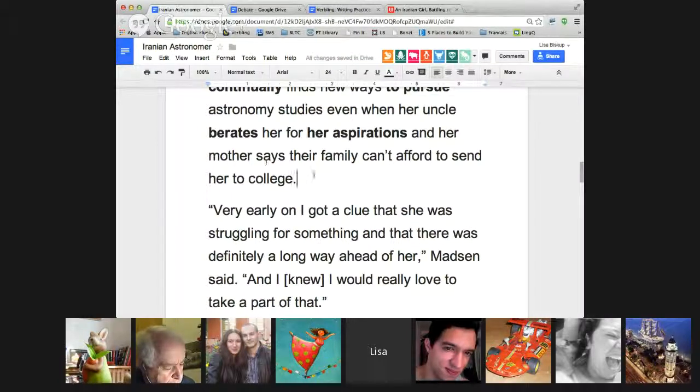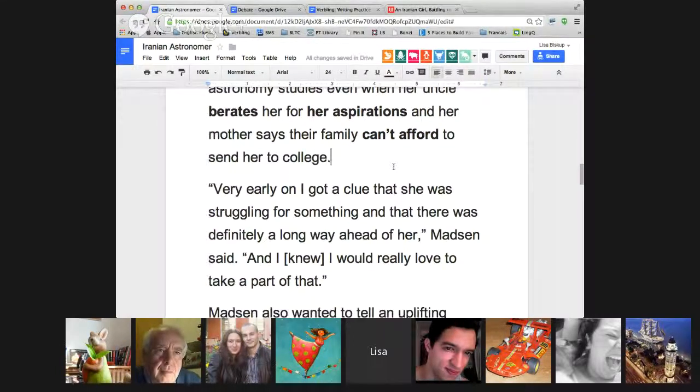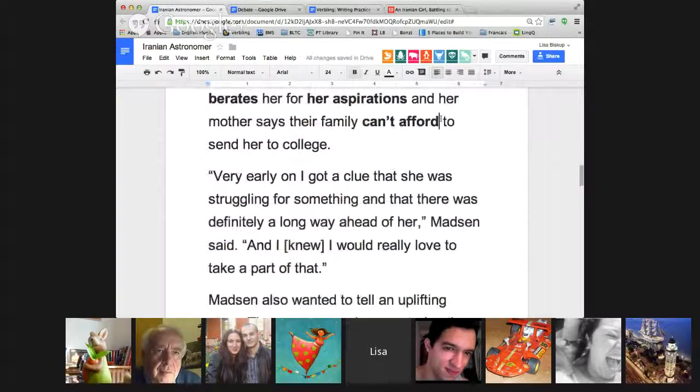And her mother keeps saying that her family can't afford it, so they don't have the money to pay for her to go to college. To send kids to college means parents pay for them to go to college. If you can't pay, you can't go to college usually.